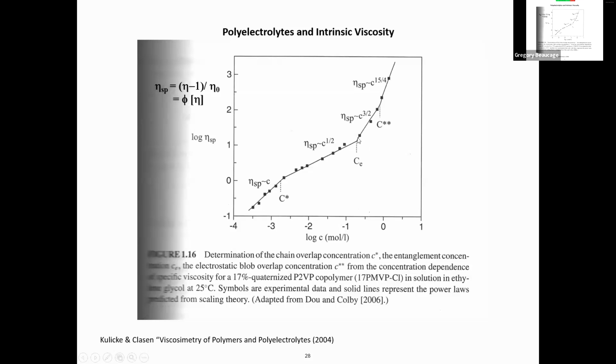Like in normal, there's a small gap, but here's a big gap in concentration between the two. Then he gets the entanglement molecular weight, and it takes off. And then C star star is what he calls electrostatic blob overlap.